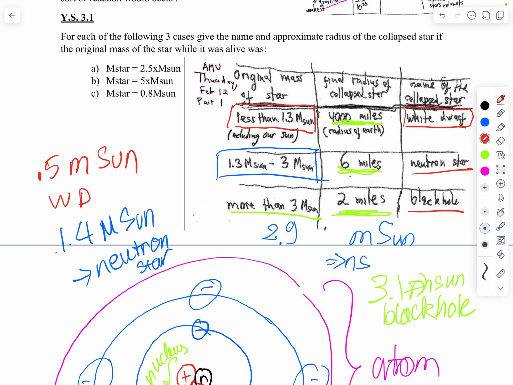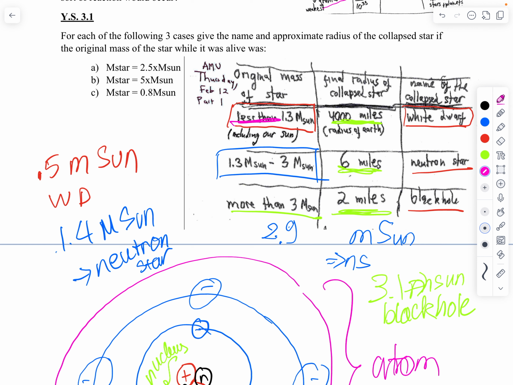Pay more attention to the less than, which is less than 1.3. If it's 1.3, it is not a white dwarf. It is a neutron star, because that range is 1.3 to 3, so it's 1.3 less than or equal to a neutron star, less than or equal to 3. And then lastly is more than 3. It's gotta be bigger than 3, which is the black hole.